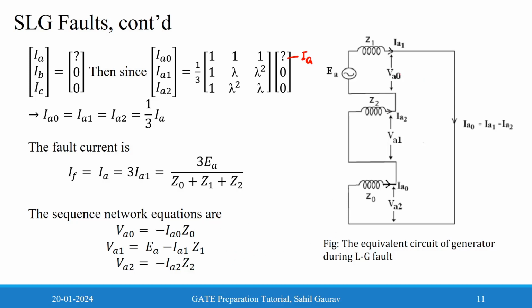So VA0 is equal to, okay, I think there is a mistake in this figure. This is VA1, this is VA2, and this is VA0. So VA0 will be minus IA0 Z0, and VA1 is EA minus IA1 Z1, and VA2 is minus IA2 Z2.